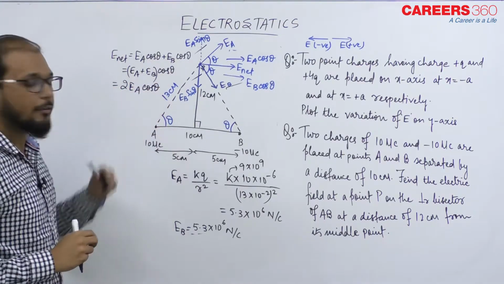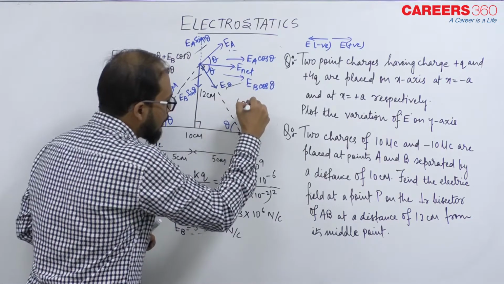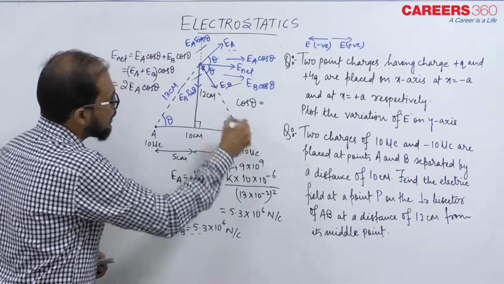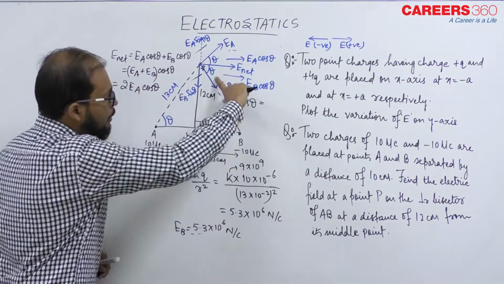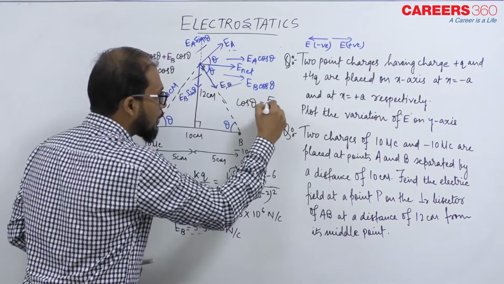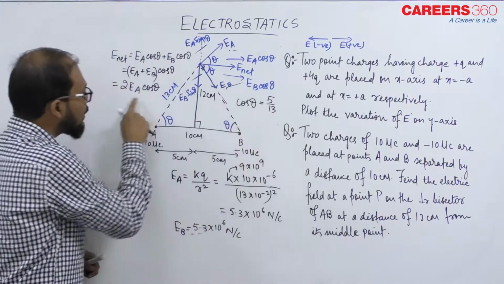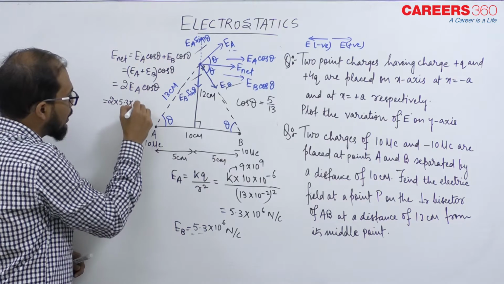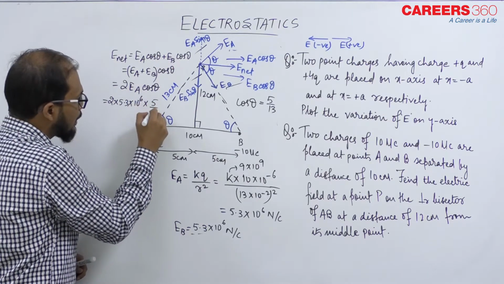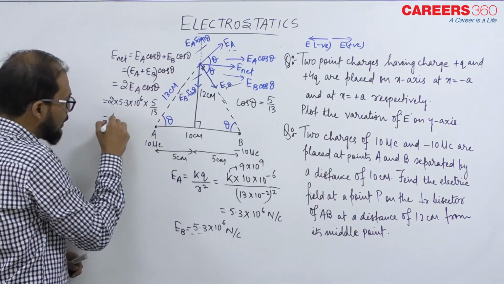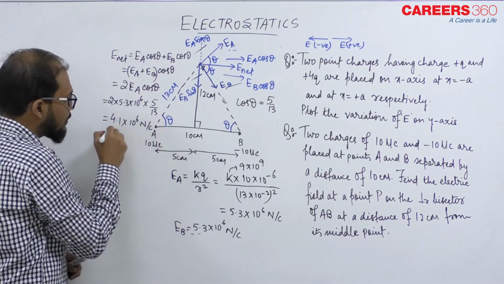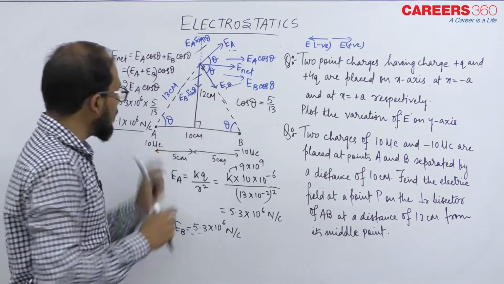And from here we can get the value of cos theta. Cos theta will be equal to base upon hypotenuse. In this triangle, the base is 5 centimeter and the hypotenuse is 13 centimeter. So it will be 5 upon 13. And if you put all the values here, that will be equal to 2 into 5.3 into 10 raised to the power 6 into 5 upon 13. And this value comes out to be 4.1 into 10 raised to the power 6 Newton per coulomb. This is the net electric field at point P due to the charges A and B.